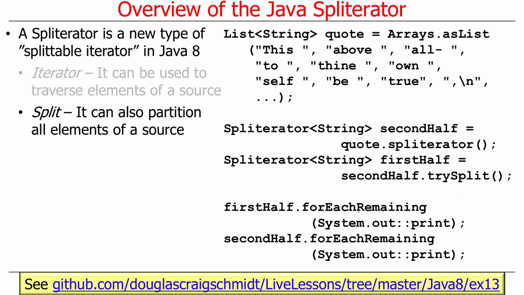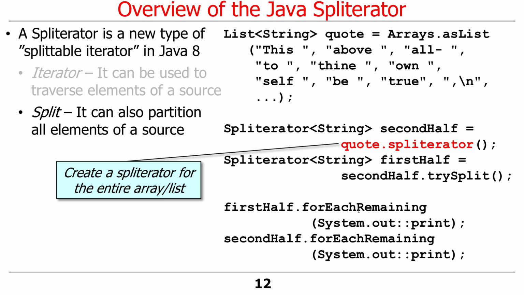The second part of a splitterator is the split part, and what it can be used for is to partition elements of some source. What the heck does it mean to partition? Well, this won't become really clear till we get to parallel streams, but I'll at least explain the way it works, and then you can see how we would use it later.